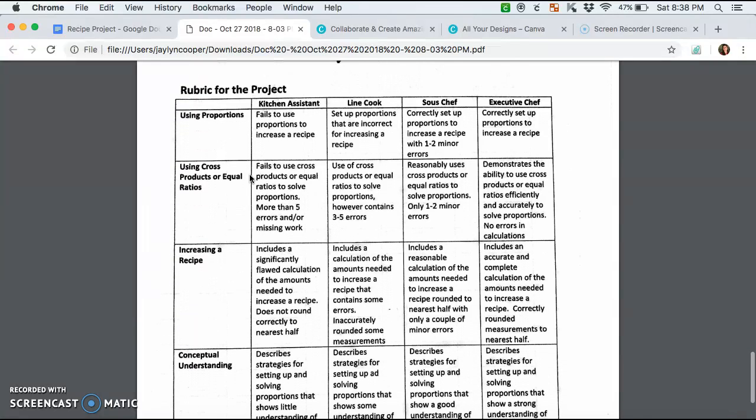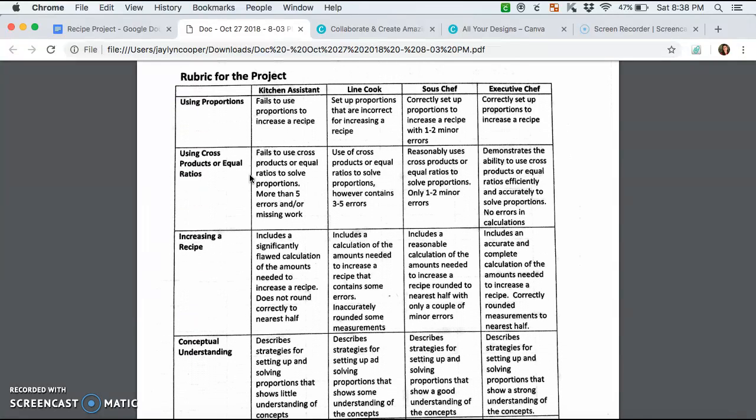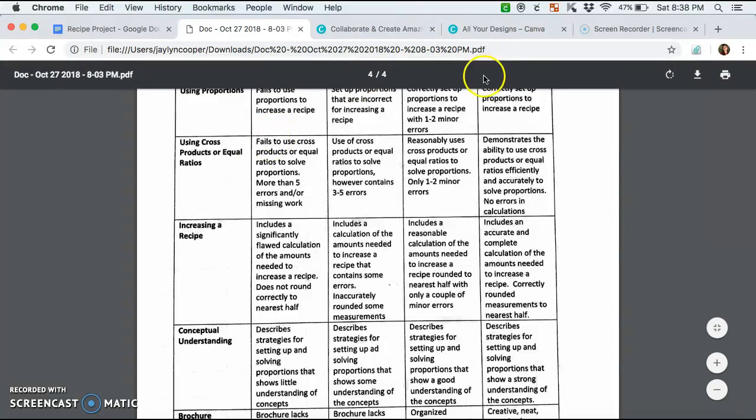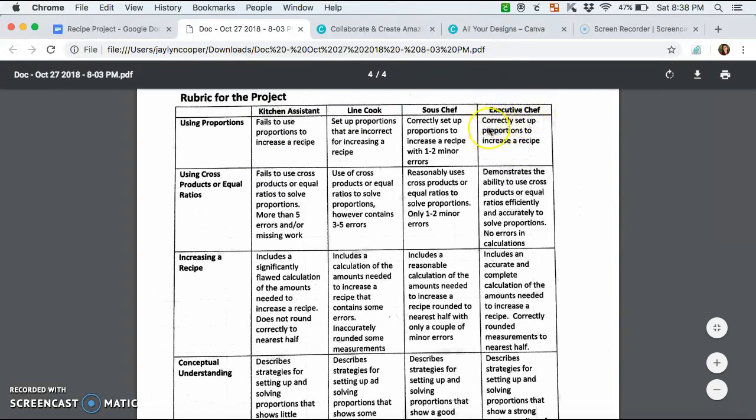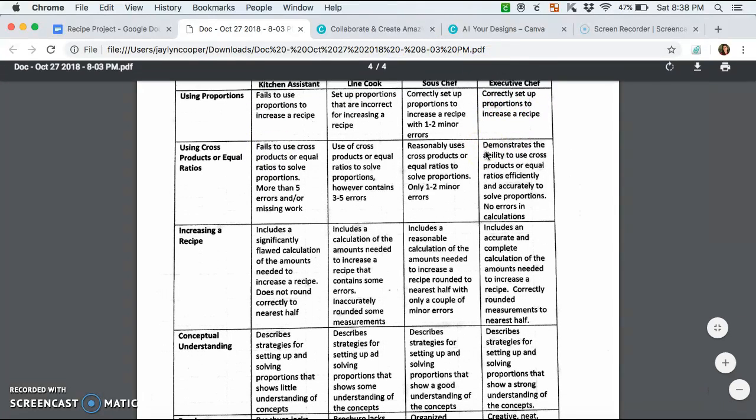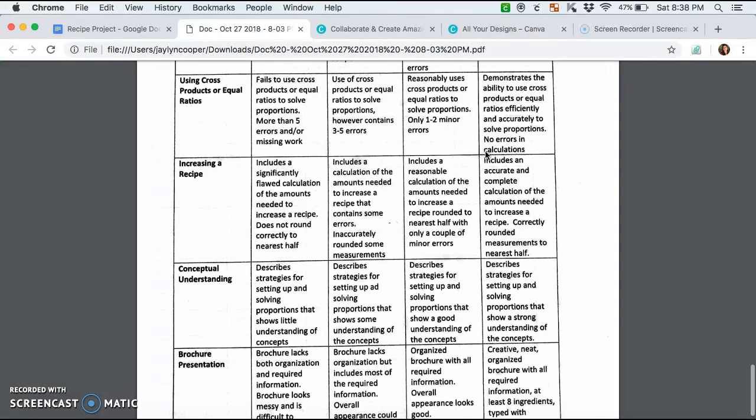Here's the rubric for the assignment. We want to see, of course, that you are an executive chef whenever you finish this project. So there are all of the guidelines.